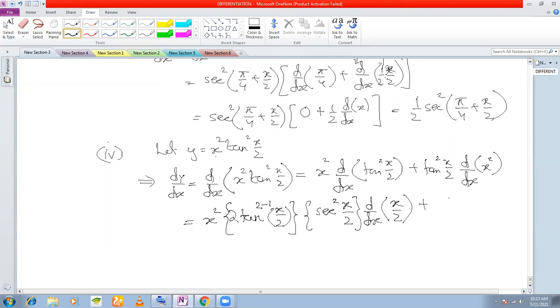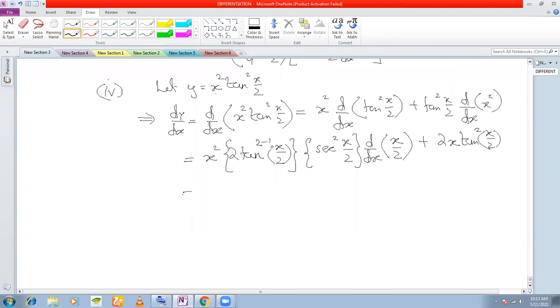And the next part is a cakewalk, that is d/dx of x square, you know, is 2x. So you simply write this as 2x tan square x by 2. Now you just simplify this and you'll get your answer. This is 2 tan x by 2, so you can write this as 2x square tan x by 2 sec square x by 2, and d/dx of x by 2 is simply half. The 2 and the half actually cancel. Plus 2x tan square x by 2.